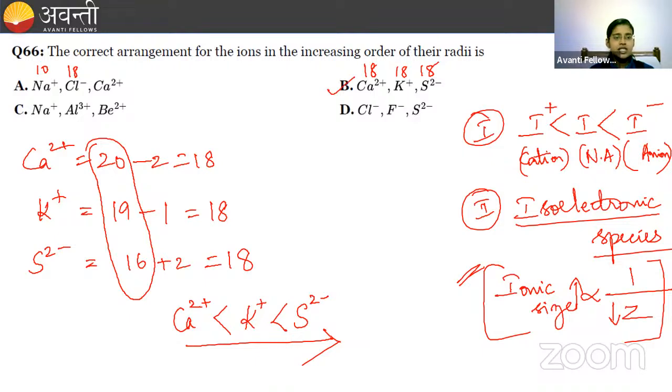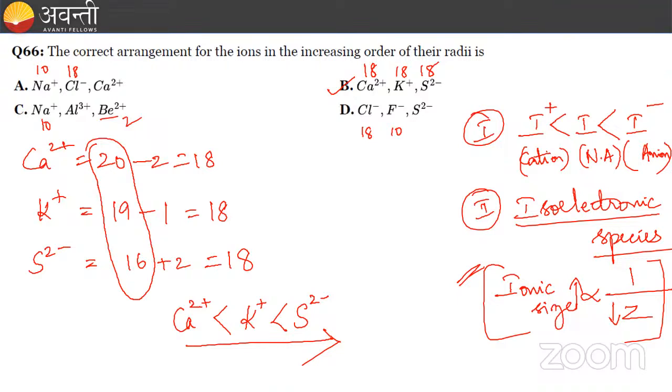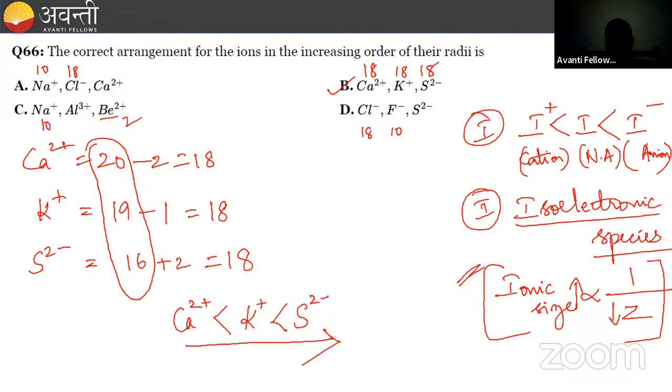You can check option C and option D also. In option C, they are not isoelectronic because beryllium 2 plus has only 2 electrons, and sodium plus has 10 electrons. Then coming to option D, for Cl minus and for fluorine, the atomic number of fluorine is 9, and 9 plus 1 is 10. So again, we are getting a different number of electrons in option D also. So that is not the correct answer either. Got it? So option B will be the correct answer for this question.